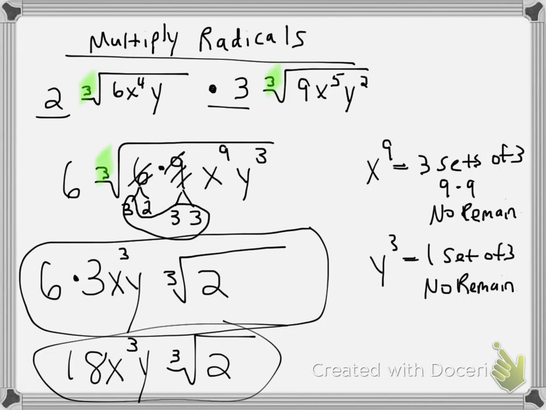All right, so make sure you do any and all kind of multiplying out there as best as you can. Rewrite your final answer, and that's how you simplify using radicals.